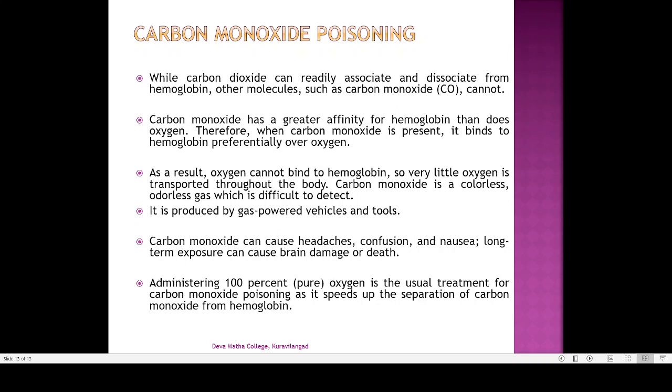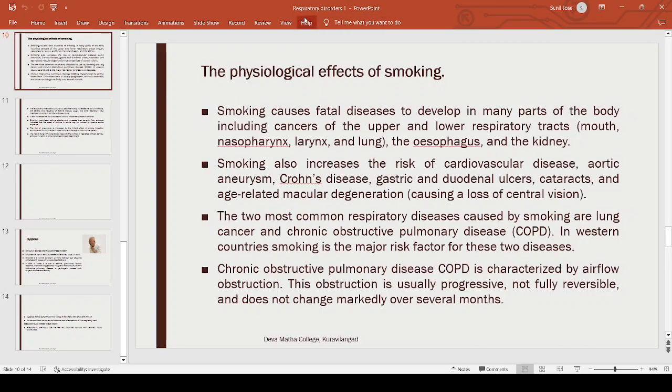Then we have another topic, that is the physiological effects of smoking.